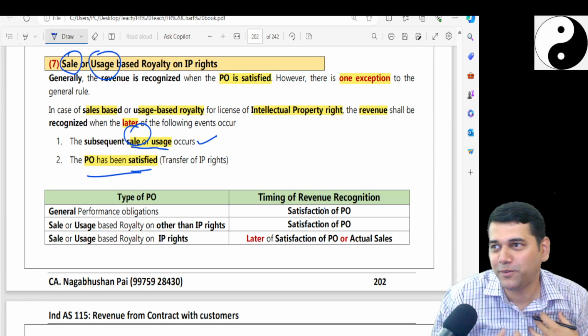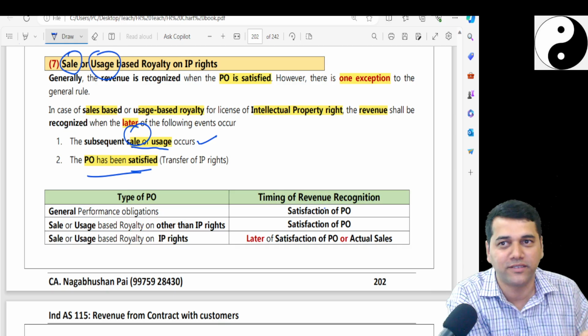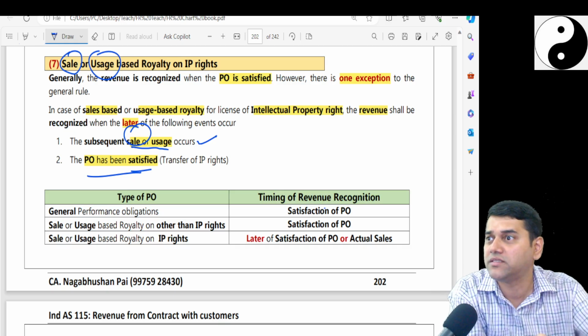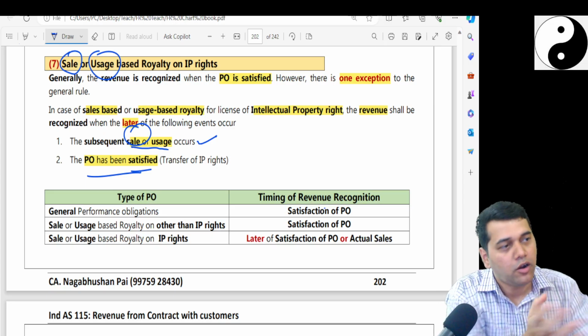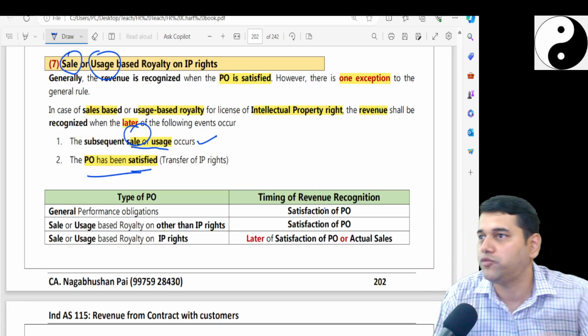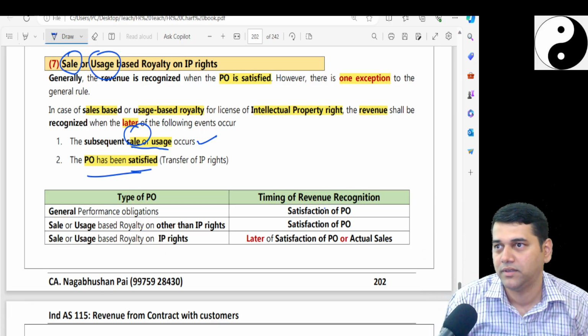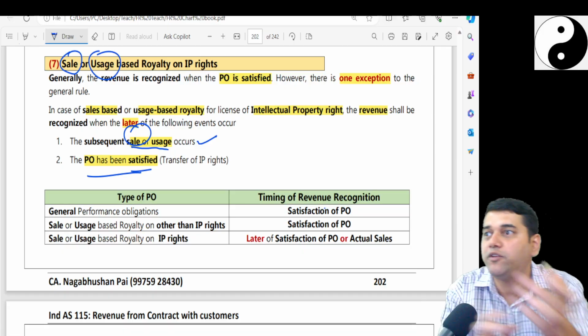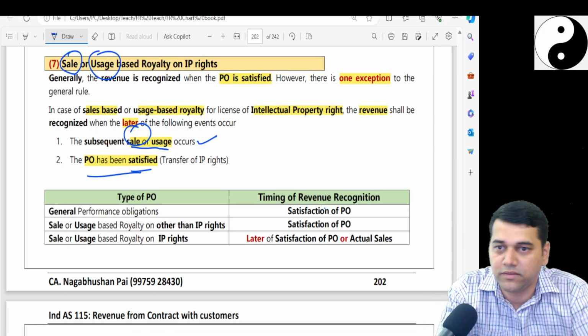You give the movie to me, I will show it to the audience. I'm the theatre owner. The audience will come and pay the cash to me. Say 60% of the cash I will give to you, and 40% I will retain. When should you recognize revenue? When you give me the movie or when I give the sales to you? Whichever is later.